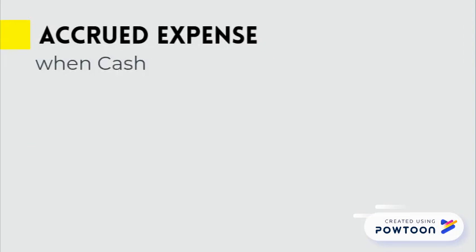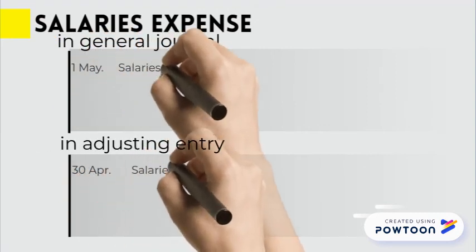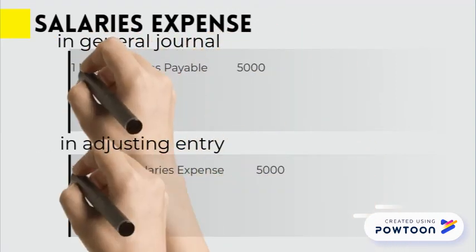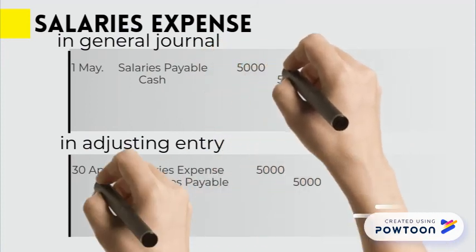Accrued expense is when cash is paid after expense. An example is salaries expense. The following steps are how salaries expense works, respectively in the general journal and adjusting entries.